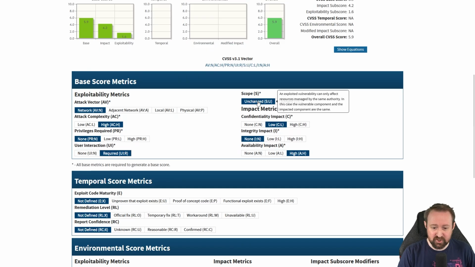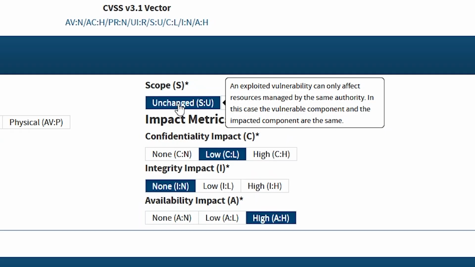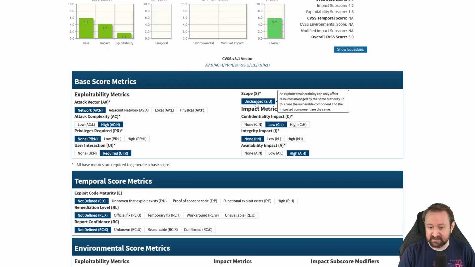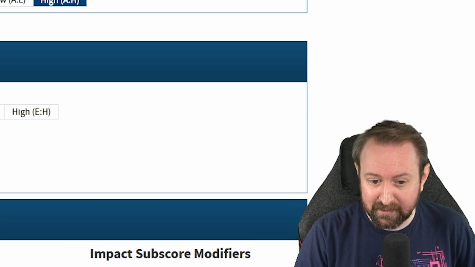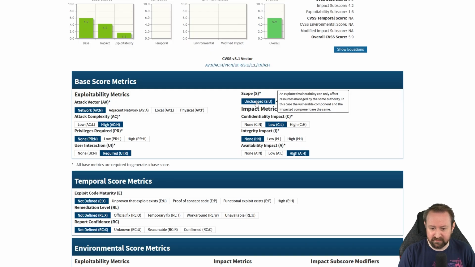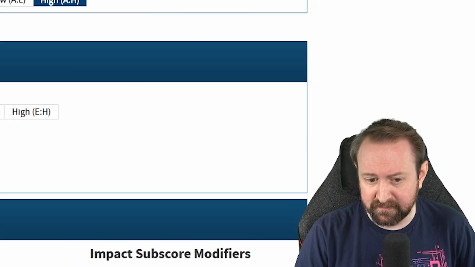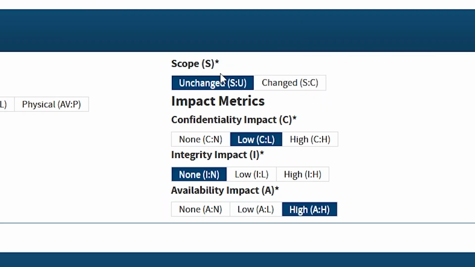Okay, scope, unchanged versus changed. Unchanged means that the exploited vulnerability can only affect resources managed by the same authority. In this case, the vulnerable component and the impacting component are the same. Effectively, let's go back to cross-site scripting again. Cross-site scripting is exploiting the same application, right? So if you have a reflected cross-site scripting on a page in the application and you get to trigger it, the application's affected, the same application that you're putting the payload in. So the scope is unchanged.